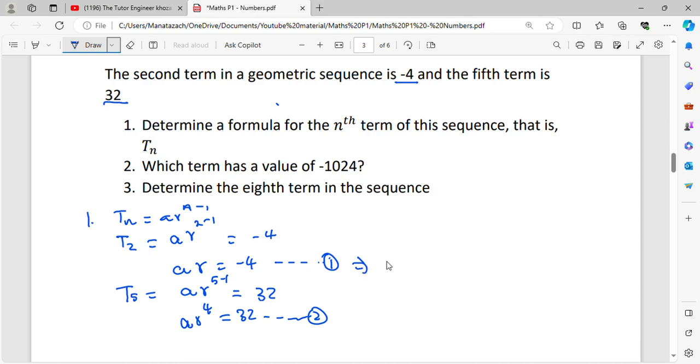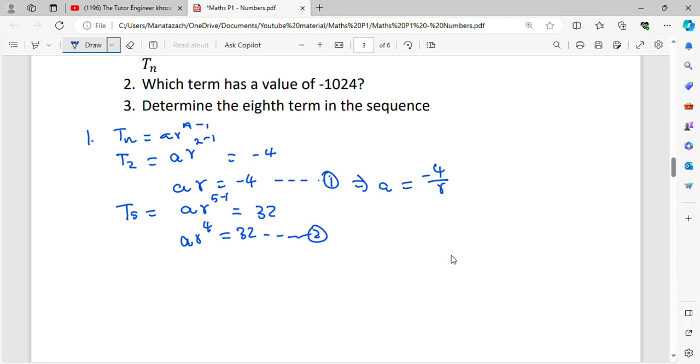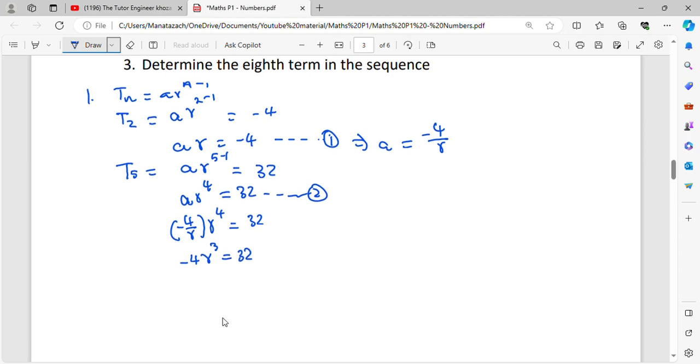Since we're dealing with simultaneous equations, we can further simplify the first equation as A is equal to -4 over R. Then you can replace A in the second equation by -4 over R. And then we will have -4 R cubed is 32. You can just divide by -4 on both sides. R cubed will be equal to -8.